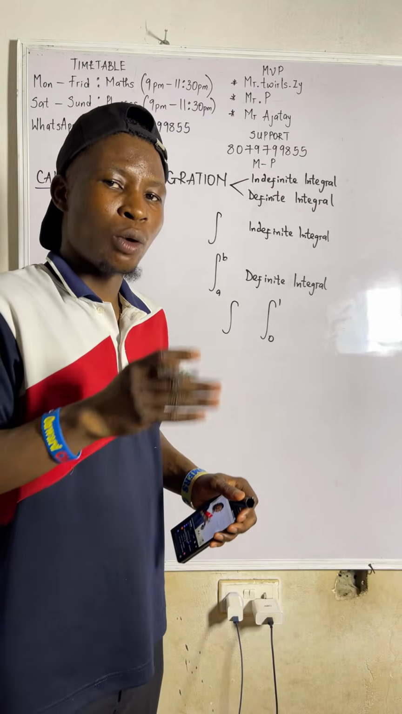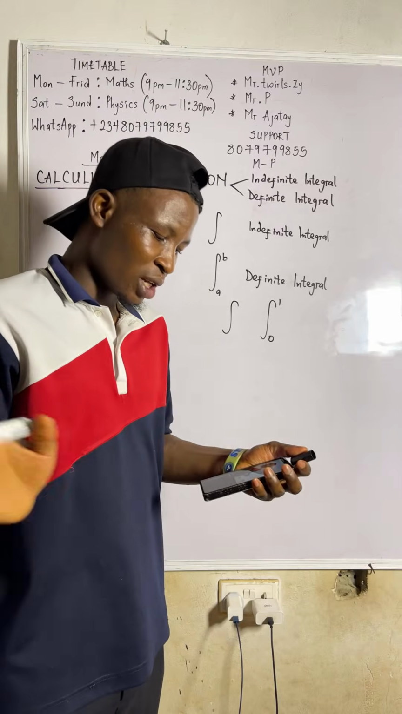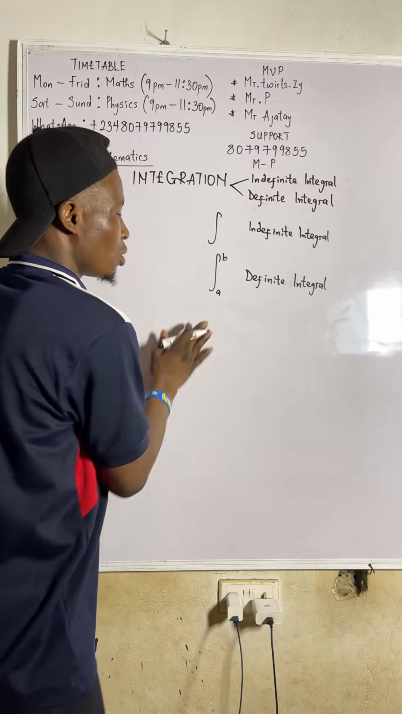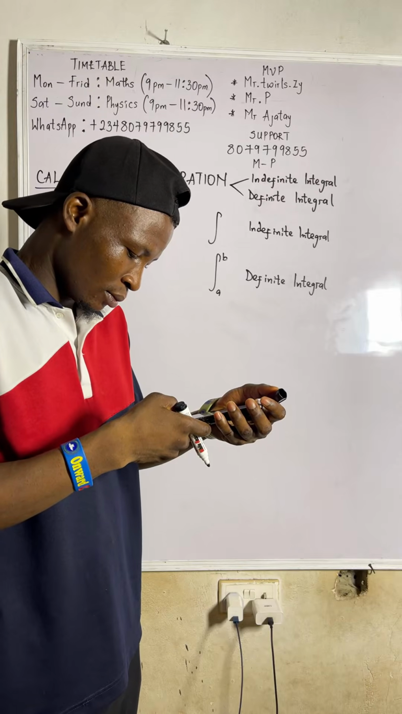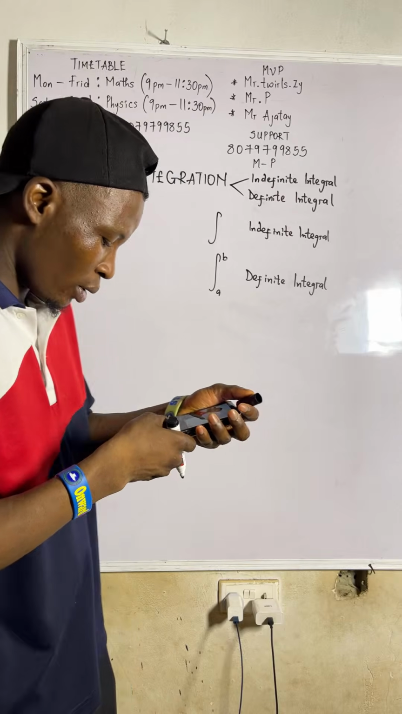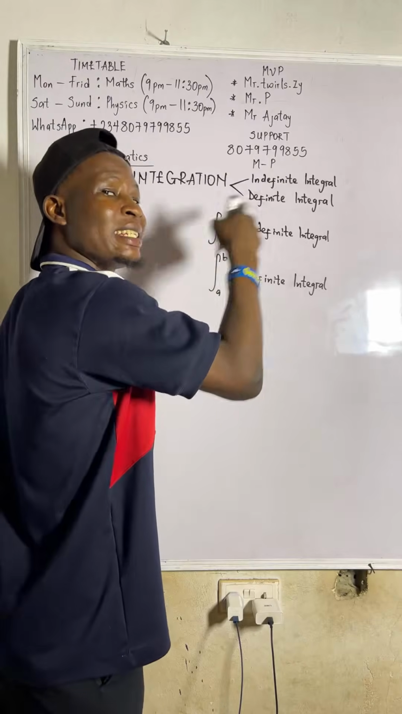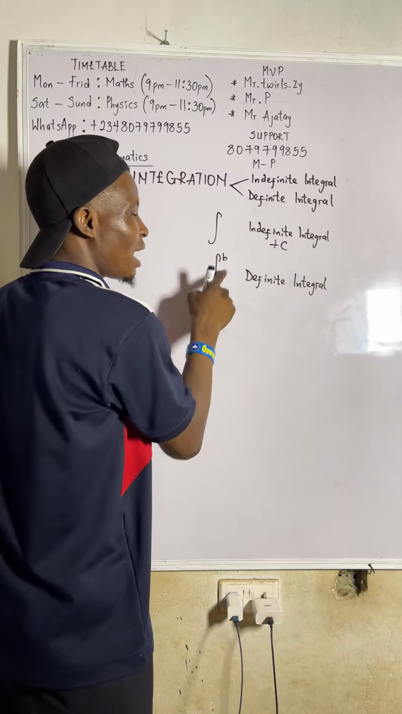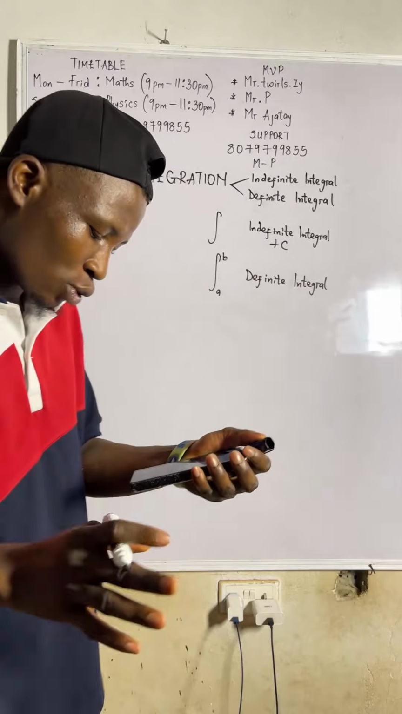But let me teach you something now. We'll do for both and we'll call it a day. Make sure you listen very well. Under indefinite integral, whenever you solve an indefinite integral, you add plus c to your final answer. But whenever you solve a definite integral, you don't add plus c. Those are the two things.